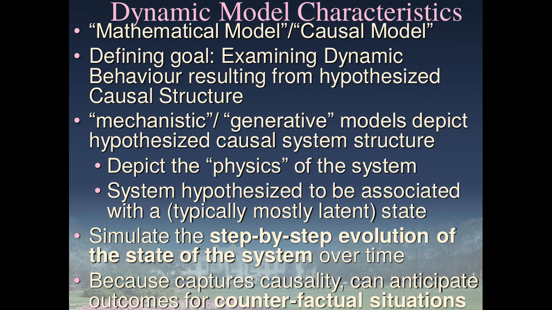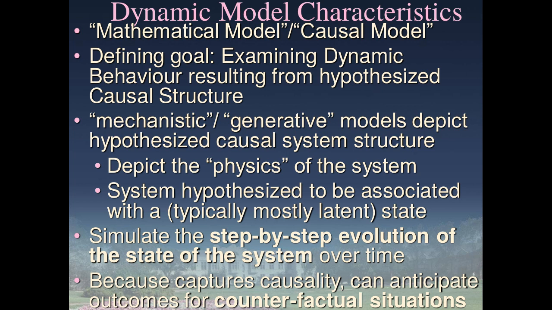The defining goal here is to examine the dynamic behavior over time, hence dynamic, resulting from some hypothesized causal structure. If we posit this causal structure, what's the logical implication of it over time? But these models are distinguished by the fact they're, as we say, mechanistic or generative. They're models of the plumbing of the system or the physics of the system. They articulate a theory about how things fit together in the system.